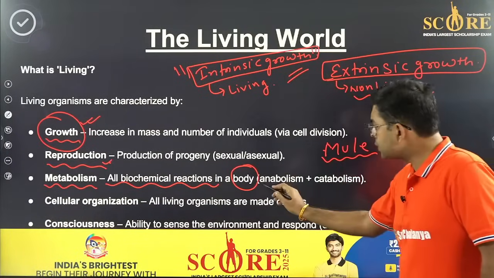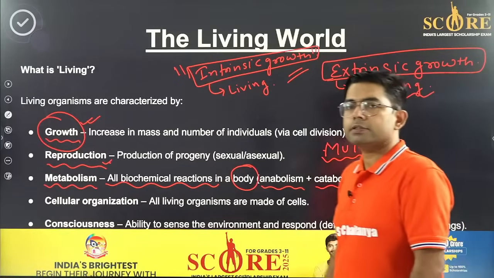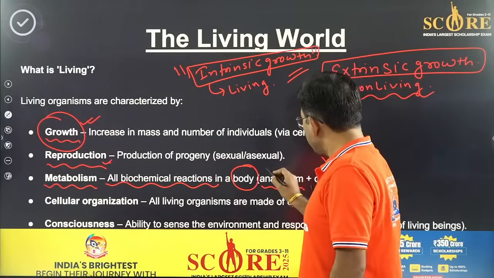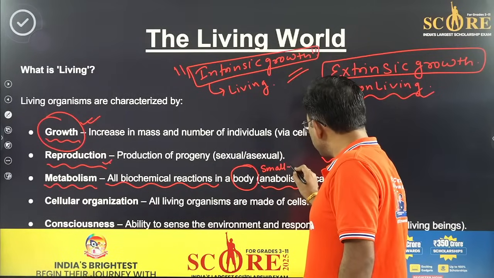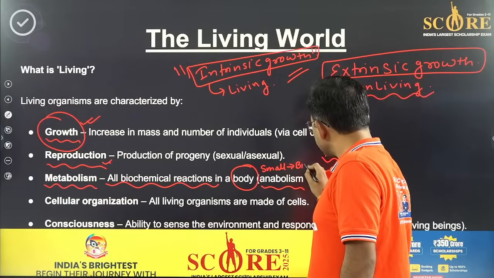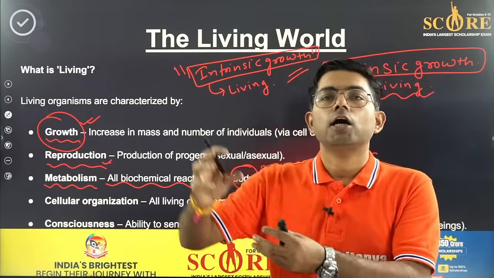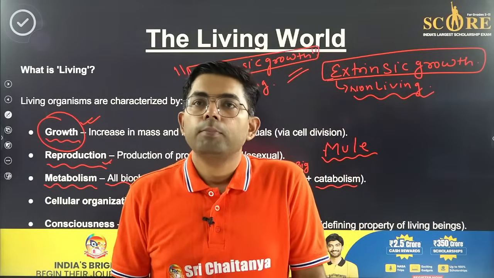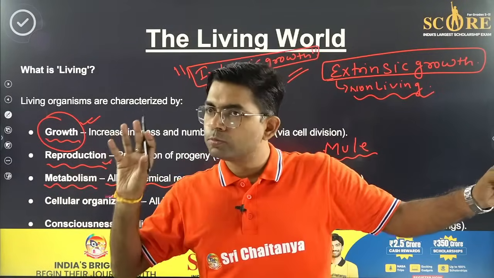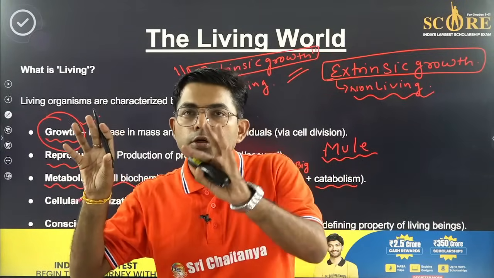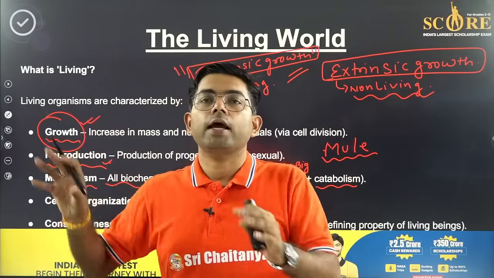Now it consists of two parts, anabolism and catabolism. Anabolism is when a small molecule becomes a bigger molecule. Small simple becomes large complex. For example, plants use CO2 and H2O to produce glucose. Small simple molecules CO2 and H2O, large complex molecule glucose. So this is an example of anabolism.